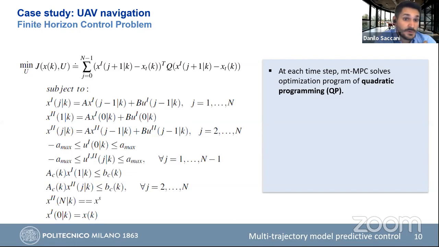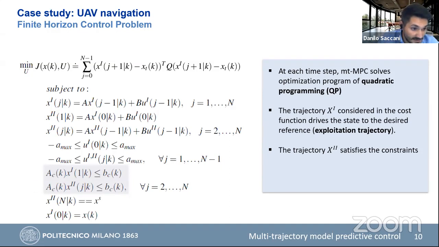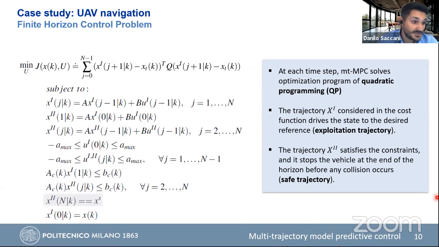So at each time step, considering a linear model and linear constraints, we solve a quadratic programming problem. The resulting control problem computes the optimal control action, considering one state trajectory, the trajectory X first, that is used to minimize the tracking cost function. So we can say that this trajectory is an exploitation trajectory that drives the state to the desired target. At the same time, a second trajectory, capital X second, is considered that operates inside the feasible set and has its terminal state forced to be a stationary state. So in other words, we can consider this trajectory a safe trajectory that guarantees the existence of a maneuver in the obstacle-free area able to stop the vehicle before any collision occurs.